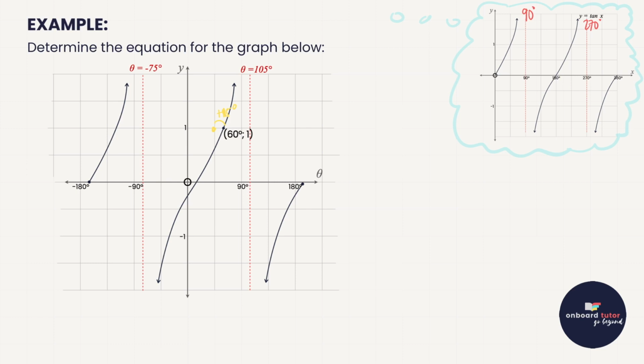All right, then I just check 1 has stayed 1, so that means it hasn't moved up or down, and it hasn't had an amplitude change. So this is also quite straightforward. We can say y is equal to tan of, this is again a theta graph, so theta minus 15 degrees.